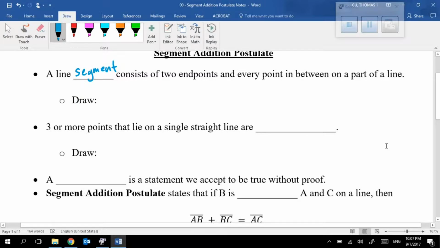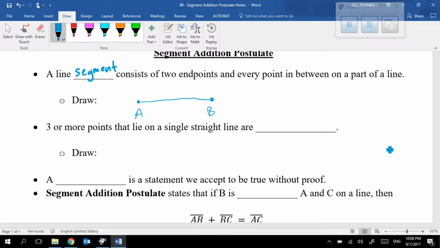If you know how to draw it already, go ahead and draw it. We're gonna go like this, A, B, and then we can also do it like this. Check it out. This is still a line segment if the line goes past. But you see, from A to B, that is the segment.